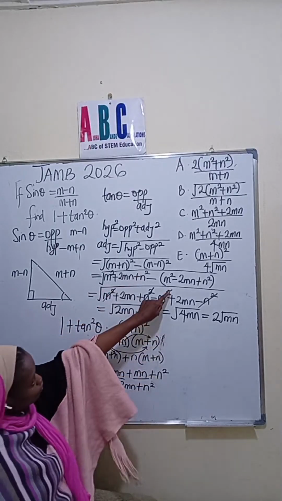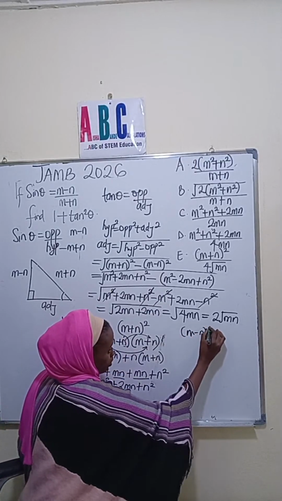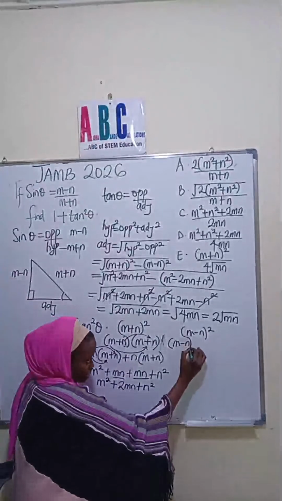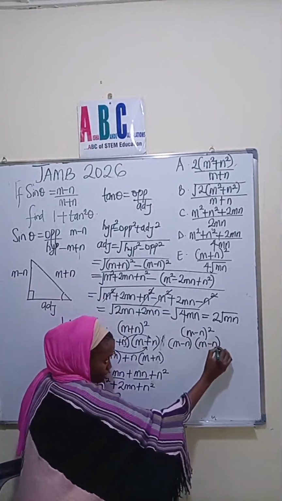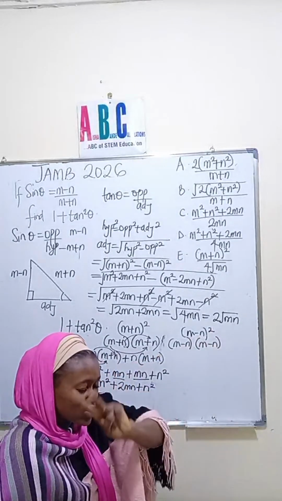Now let me explain the second one. The second one is m minus n to the power of 2. So what does this mean? This means m minus n times m minus n, m minus n 2 times. It is just 2, which means you expand it 2 times.